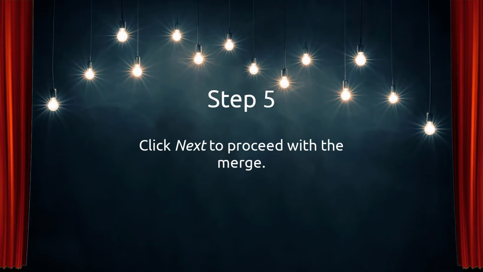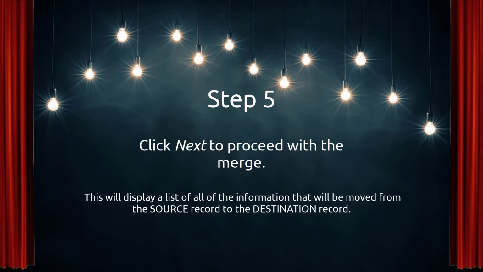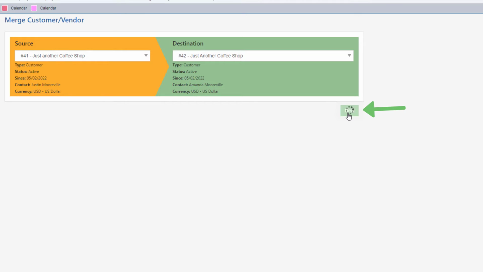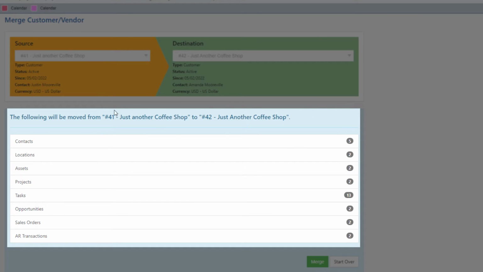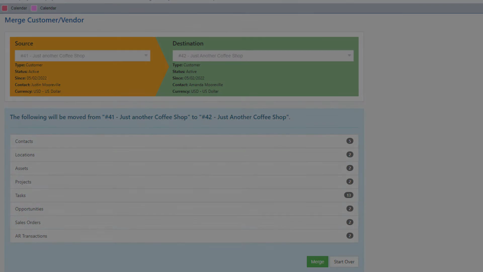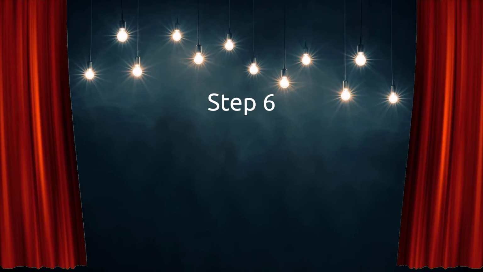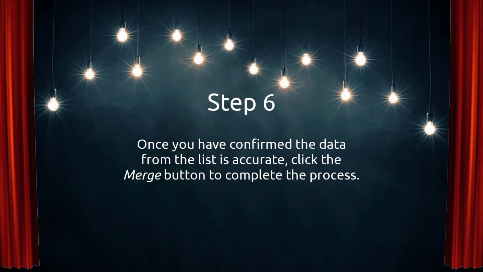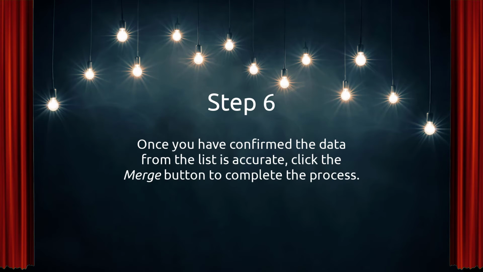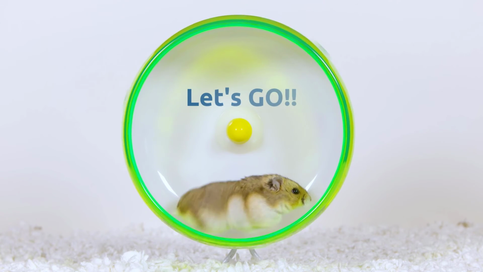Step 5. Click Next to proceed with the merge. This will display a list of all the information that will be moved from the source record to the destination record. As you can see here, all of this information will be merged from record number 41 to record number 42. Step 6. Once you have confirmed the data from the list is accurate, click the Merge button to complete the process. We're ready to proceed, so here we go.